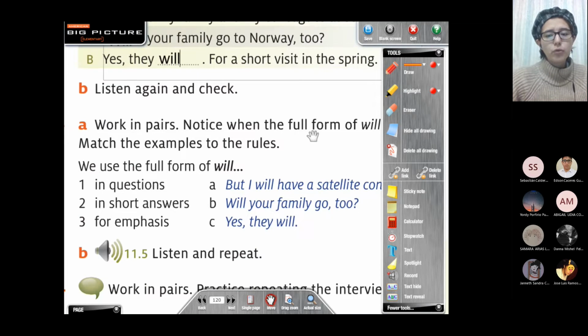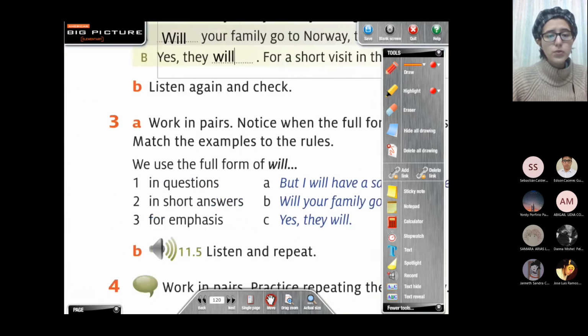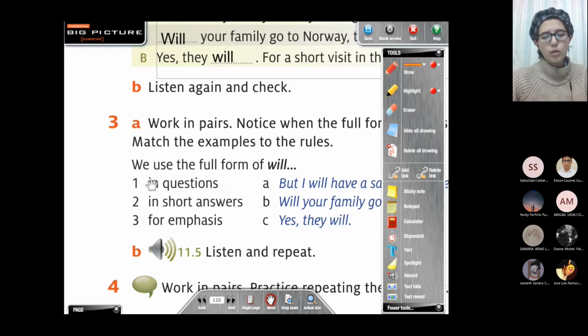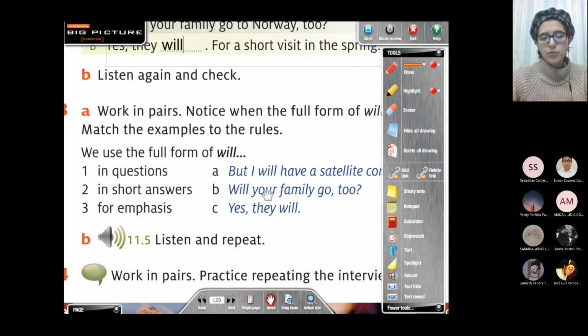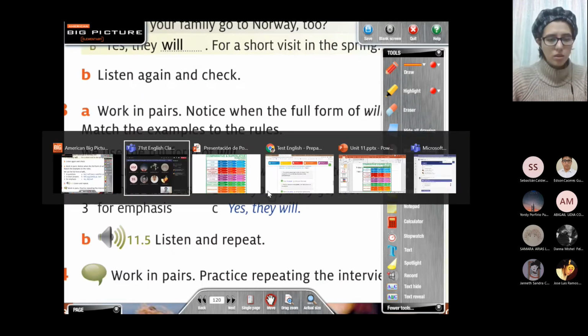Notice when the full form of will is used, right? When are we going to write the full form? In questions, in short answers, and for emphasis. Okay? So I want you to match. For example, in question, which of these three is a question?